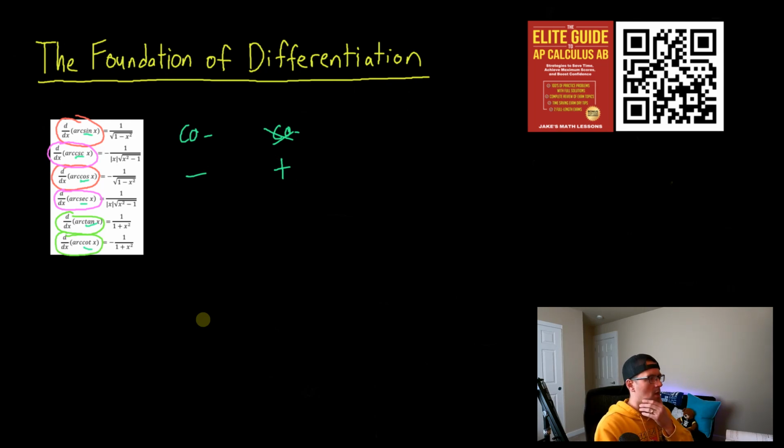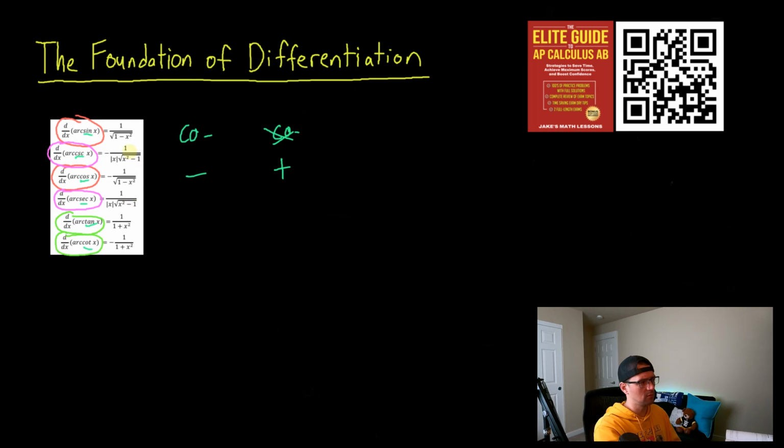The reason I say that is that for each of the two pairs that go together, each of those two have the same derivative, other than one is positive and one is negative. The one that starts with co is negative, the one that doesn't is positive. So look at the derivative of arcsine and arccosine, for example. You'll notice those two derivatives are exactly the same, just one is negative, one is positive. Same with cosecant and secant.